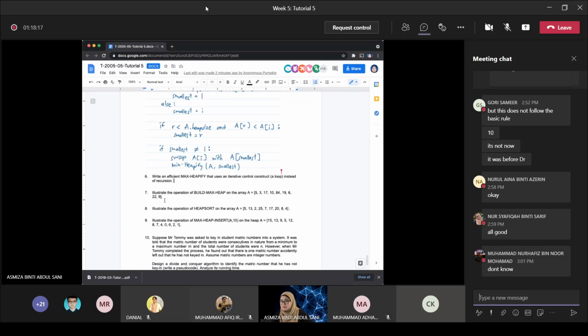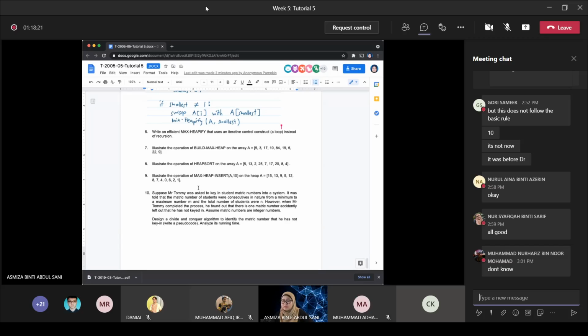Okay, so how about question number 6? I think this one is pretty straightforward. Question number 6, write an efficient max heapify that uses an iterative control loop instead of a recursion. Do you have the answer? Or do you want my answer? Because I think this is just practice for you to change from a recursive function to an iterative function. We've done this before quite a few times, so I'm not going to spend too much time on this one. I can give you the answer.